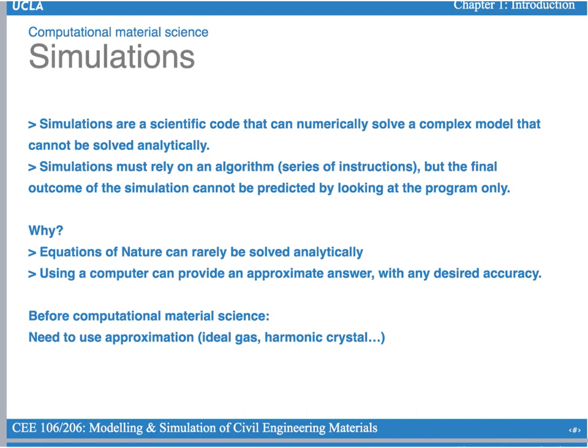So one thing that is good to keep in mind is that computational material science is only a fairly new field. It basically took off when computers became more available, which is less than one century ago. And before simulation, computational material science did not exist. So every time you had a model that was not solvable in a perfectly analytical manner, then necessarily you had to use some approximation until the model became solvable.